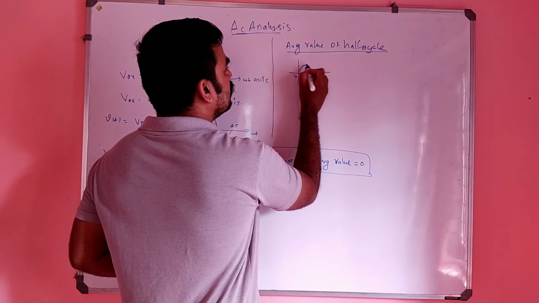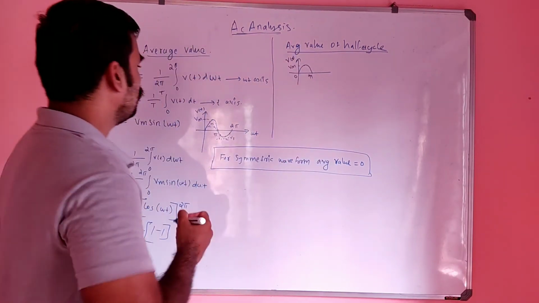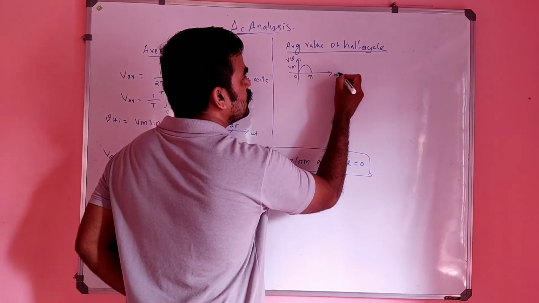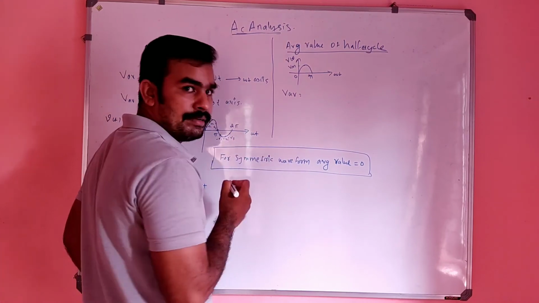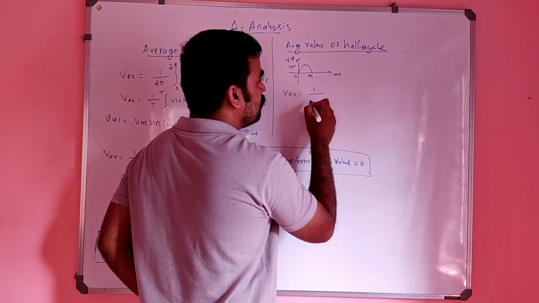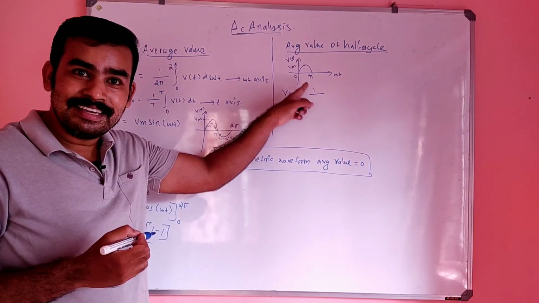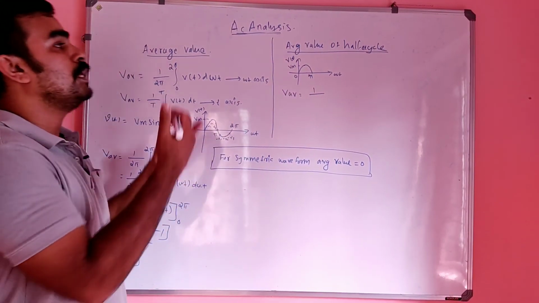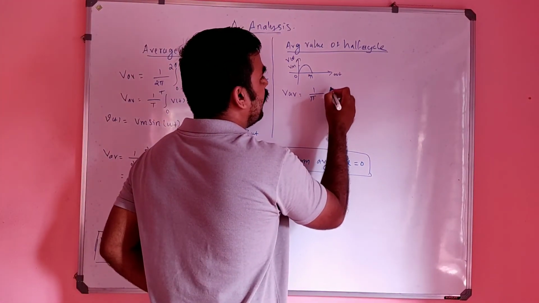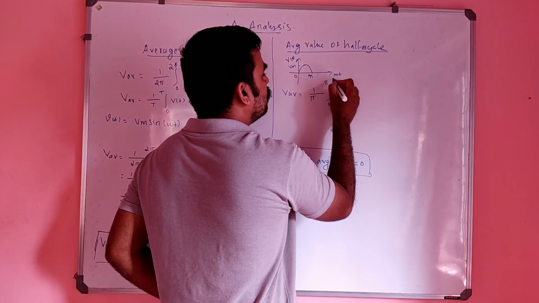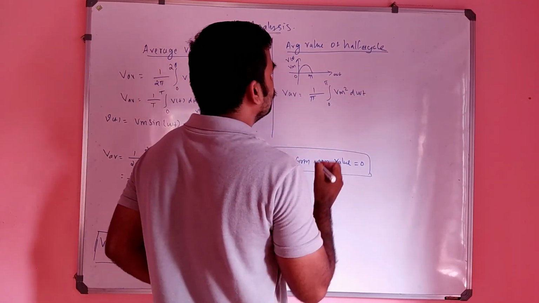Let's see that. So this is omega t. Let's calculate that. V average is nothing but again 1 by 2 pi. But here it is only pi, right? Because we are only taking the half cycle, so only that half cycle exists here. Integration from 0 to pi of Vm sin omega t d omega t.